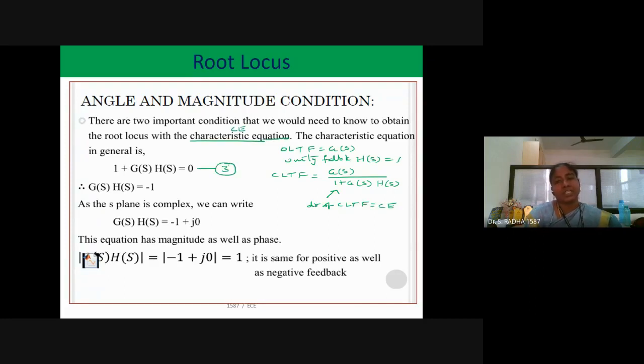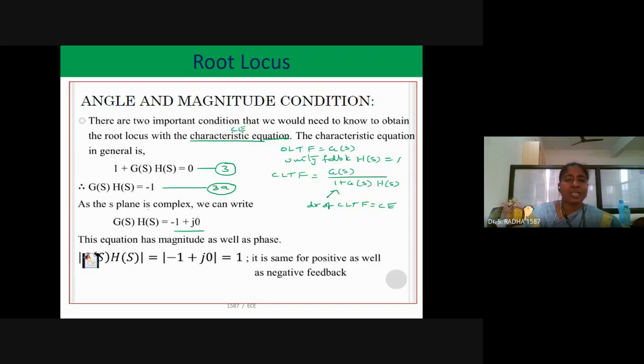I am giving it equation number 3. We are taking the denominator of the closed loop transfer function, equation 3, and we are trying to calculate the angle criteria and magnitude criteria. From equation 3, if you make G of s H of s the subject, that plus 1 will go to the other side and become minus 1. Minus 1 is a real part, so there is no imaginary part. So I can write minus 1 plus j0. In equation 3a, on the right side, minus 1 is there. Minus 1 is a real part, and the imaginary part, the j term, is not present.